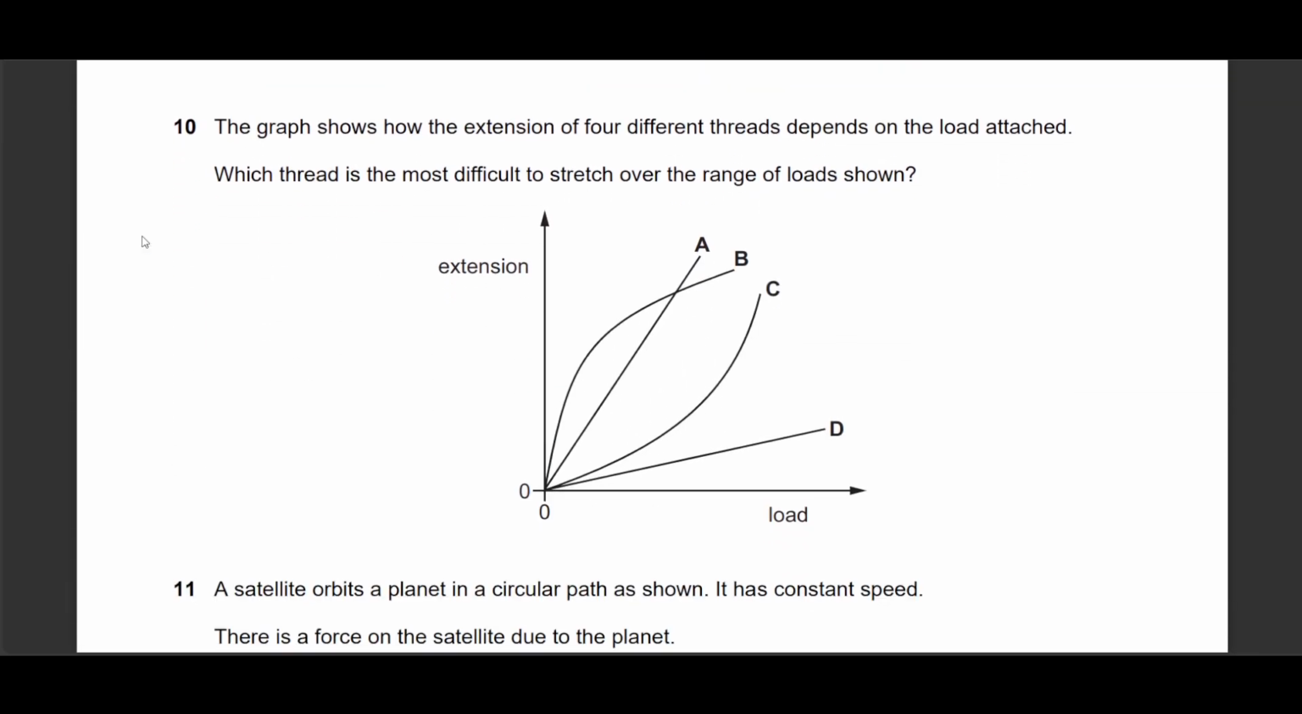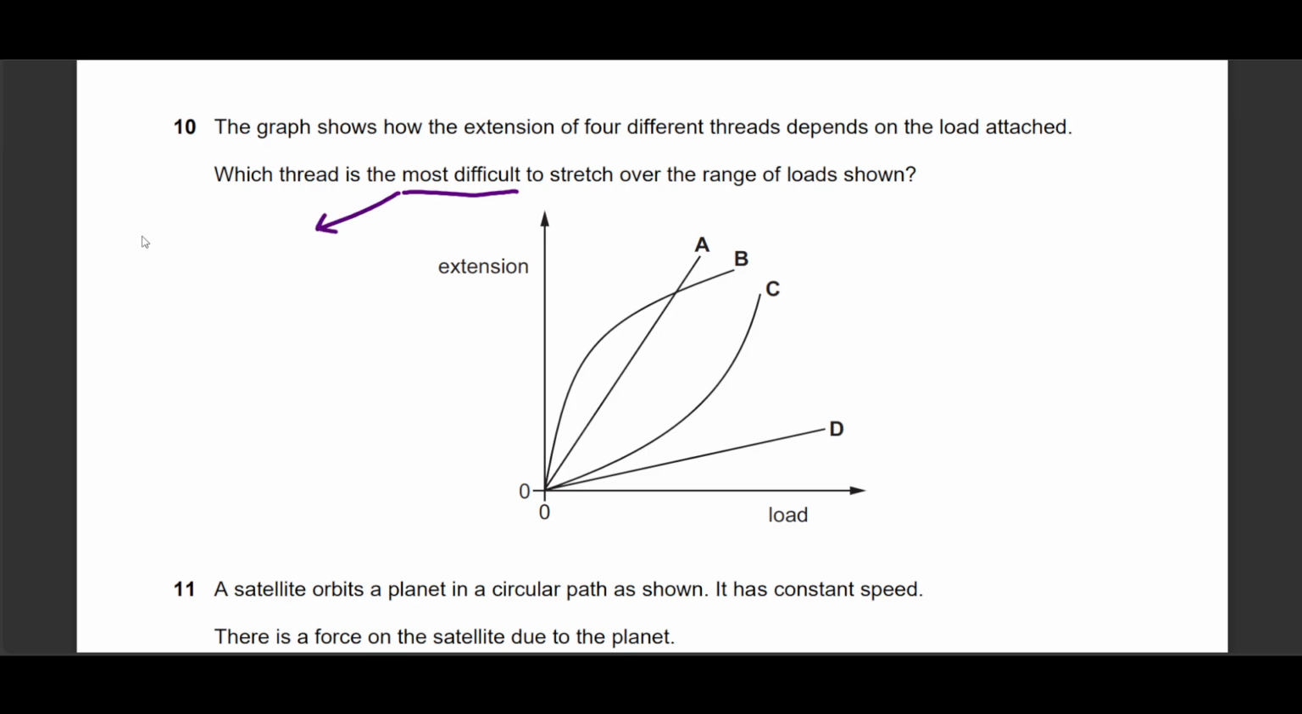Okay, question number 10. Again, this is a repeated question. It is exactly the same question as I've seen in the past papers of previous years. He says that the graph shows how the extension of 4 different threads depends on the load attached. Which thread is most difficult to stretch over the range of loads shown?